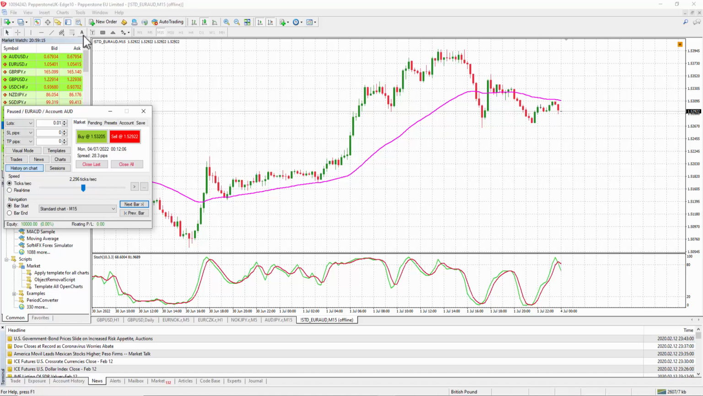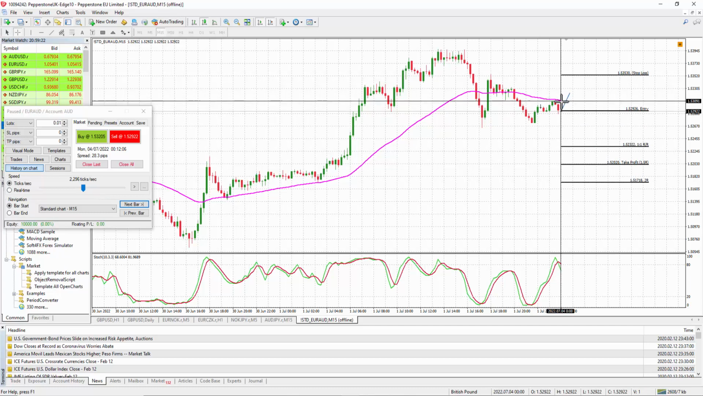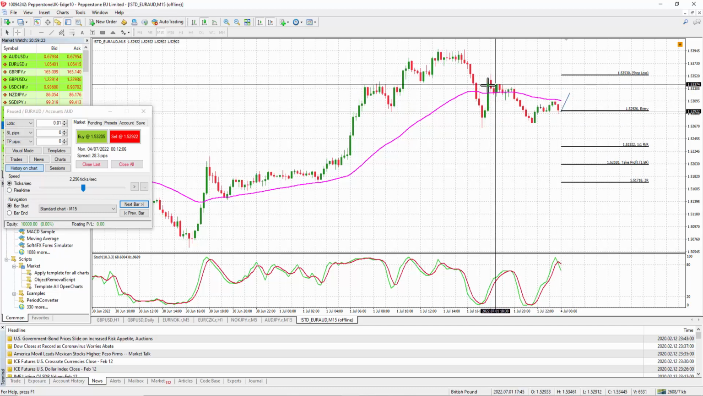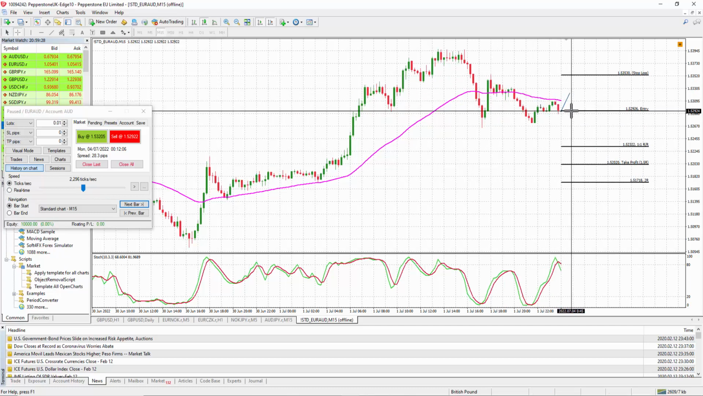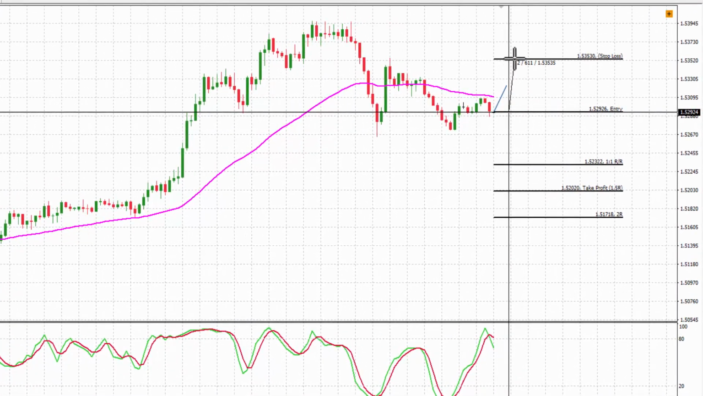So here's what I'm going to do. This is going to be my entry level, and I'm going to set the stop loss not at the EMA because it's too close, but at the previous peak. So my stop loss will be 61 pips, let's say 60 pips. And that's my 1R, one risk, 60 pips. So 1.5 times 60 means 90 pips is going to be my take profit level. So here we have my take profit level, 90 pips.